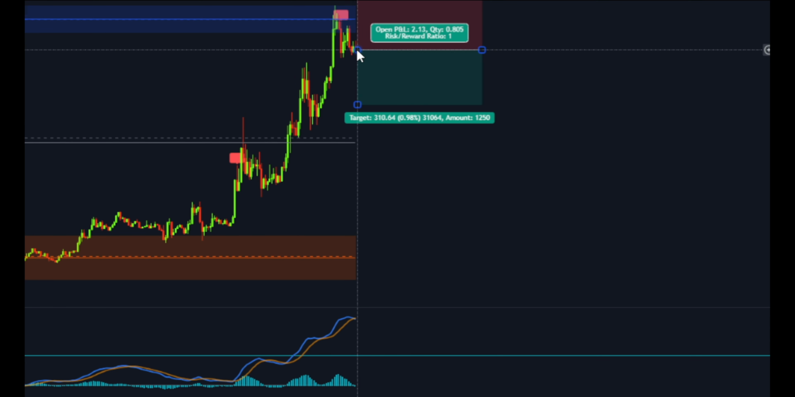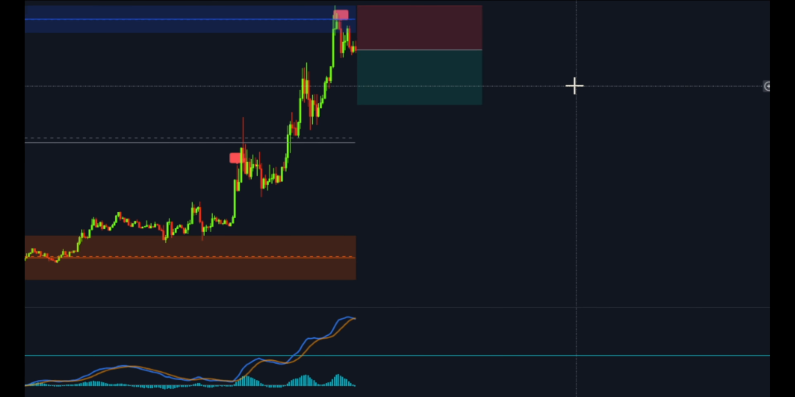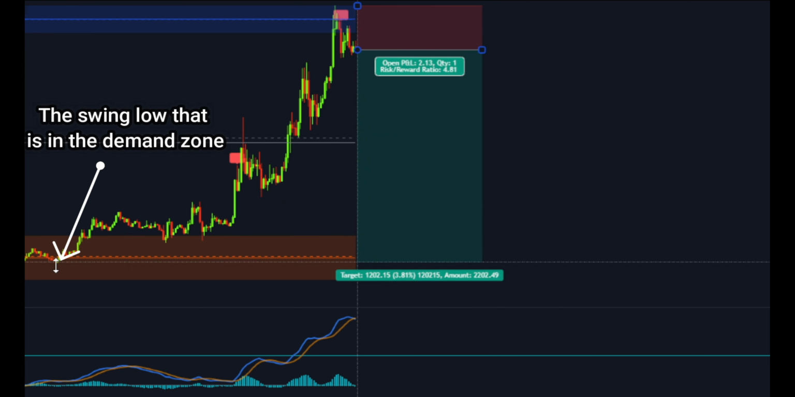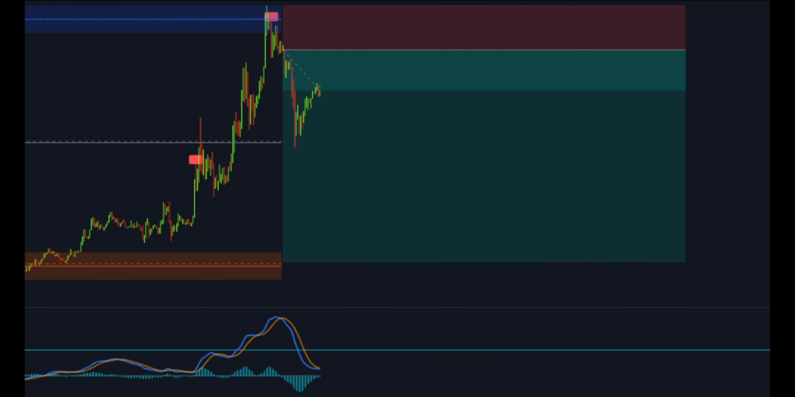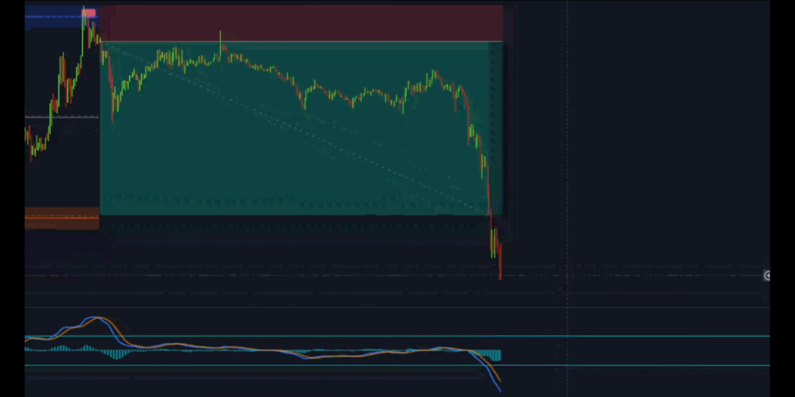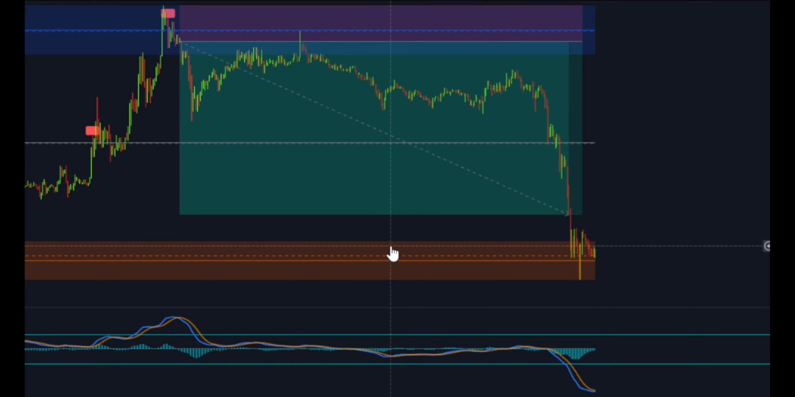We set our stop loss at the closest swing high. And we are going to place our take profit at swing low, which is in the demand zone. We see that it is a winning trade, and with an incredible risk-reward ratio.